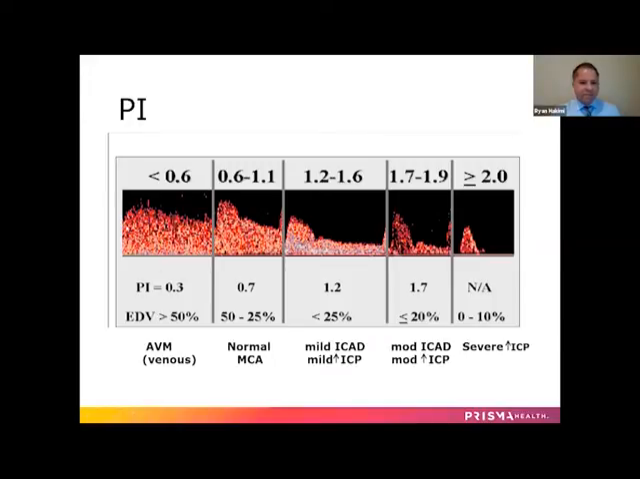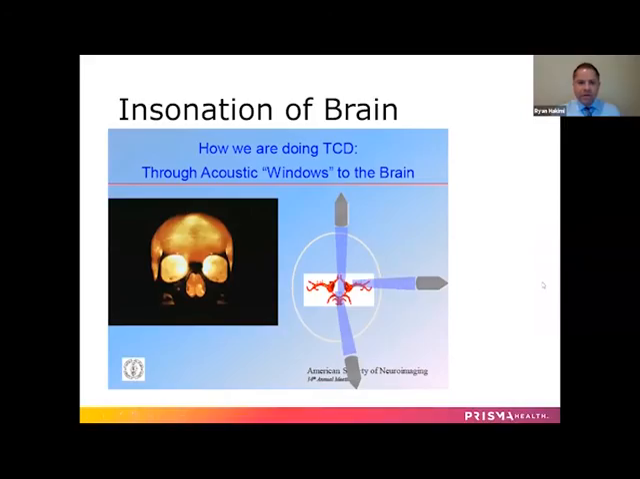At the other end of the spectrum, when you see this amorphous looking waveform, that's something to think about an arteriovenous malformation, because that's a venous looking tracing. And so if you obtain that within the brain, the first thing you should think of is an AVM.